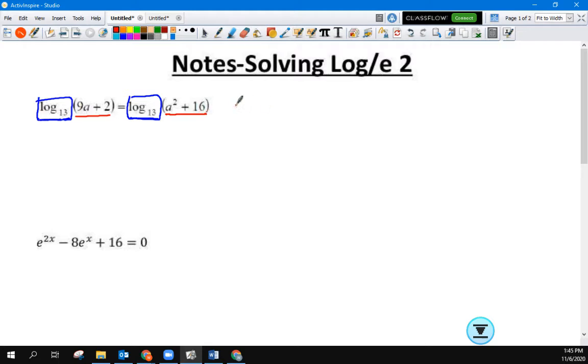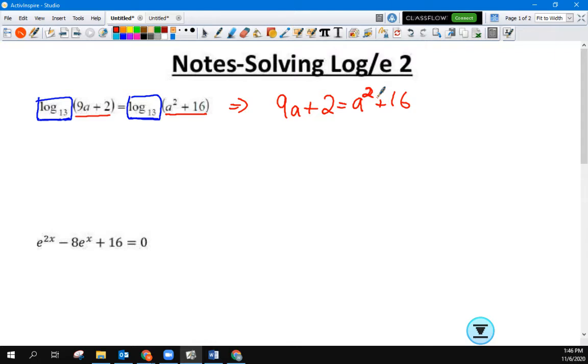So the one-to-one property says that we can rewrite it that way and say that basically we're looking to see where 9a plus 2 is equal to a squared plus 16, because when that statement's true, then the rest of it has to be true. And now we're basically back at an Algebra 1 problem.